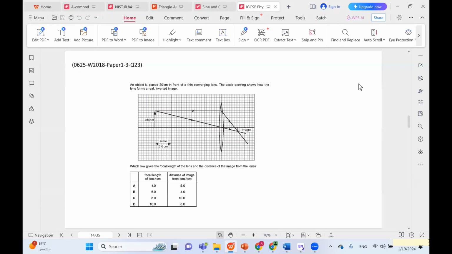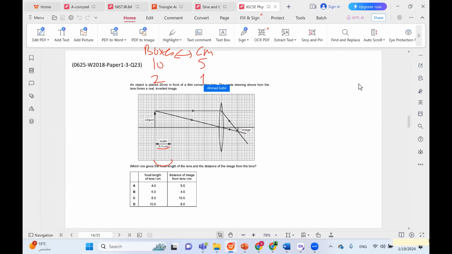An object is placed 20 centimeters in front of a thin converging lens. The scale drawing shows how the lens forms a real inverted image. Which row gives the focal length of the lens and the distance of the image from the lens? So first of all, let's observe the scale here. The scale is 5 centimeters and it represents 10 boxes. If you count the number of boxes here, you have 10 boxes equivalent to 5 centimeters. So 2 boxes would give you 1 centimeter.